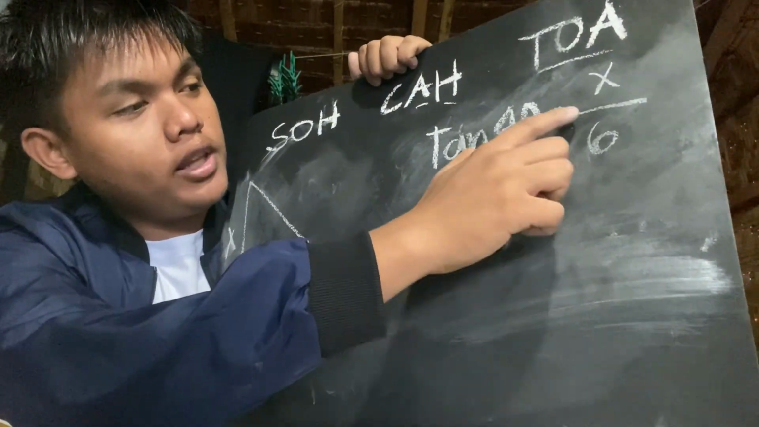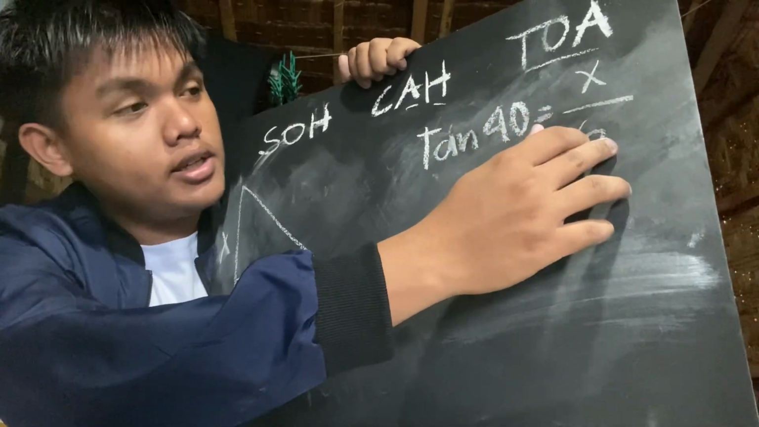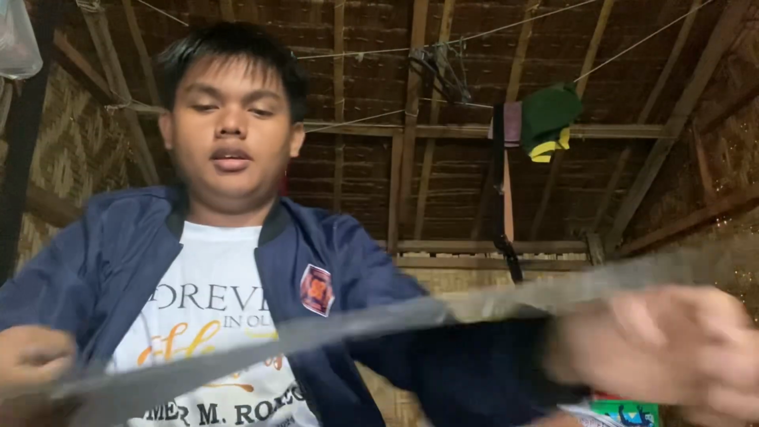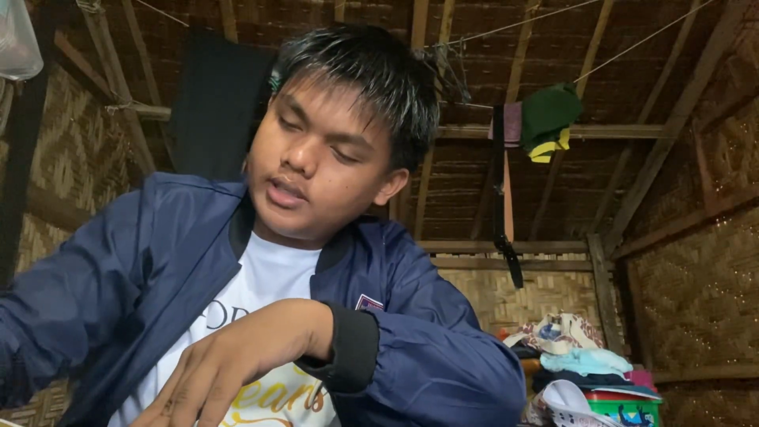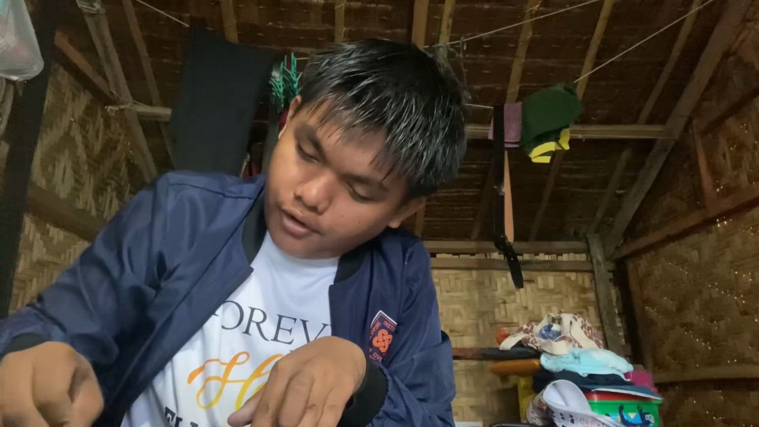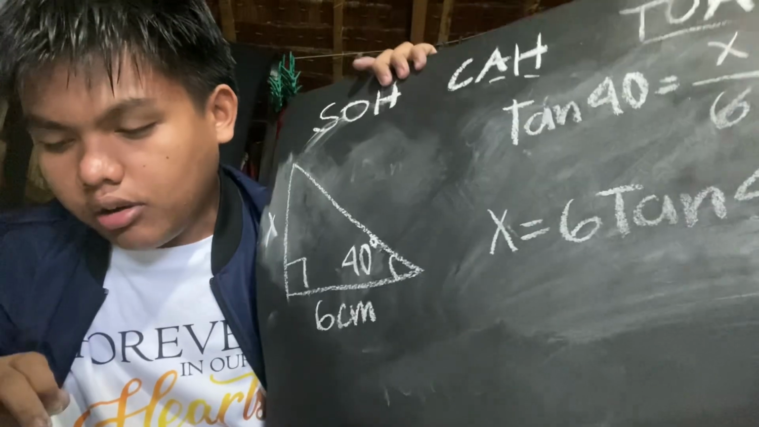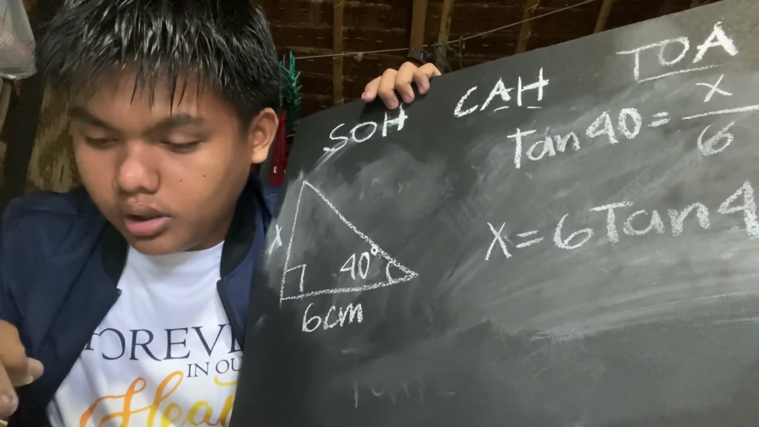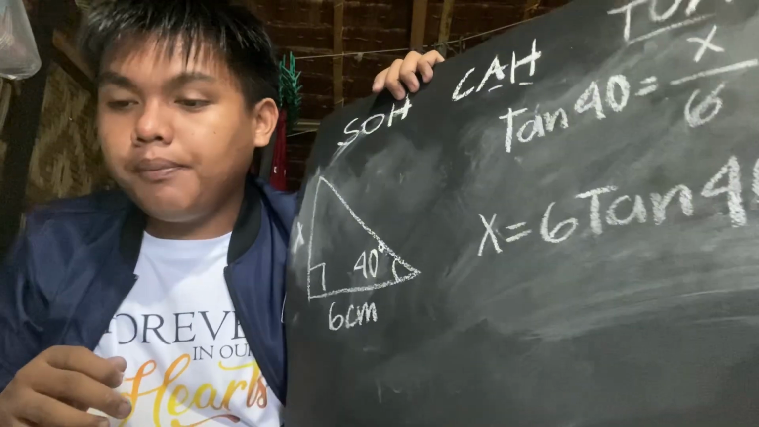To find the value of x, we need to multiply both sides by 6 so that the x will remain. So multiply both sides by 6, so the 6 will cancel out. The remaining is x. It will be x equals 6 tangent 40. But let's get the calculator. Tangent 40 is equal to 0.84, so x is equal to 5.03, and don't forget the unit, which is centimeters.